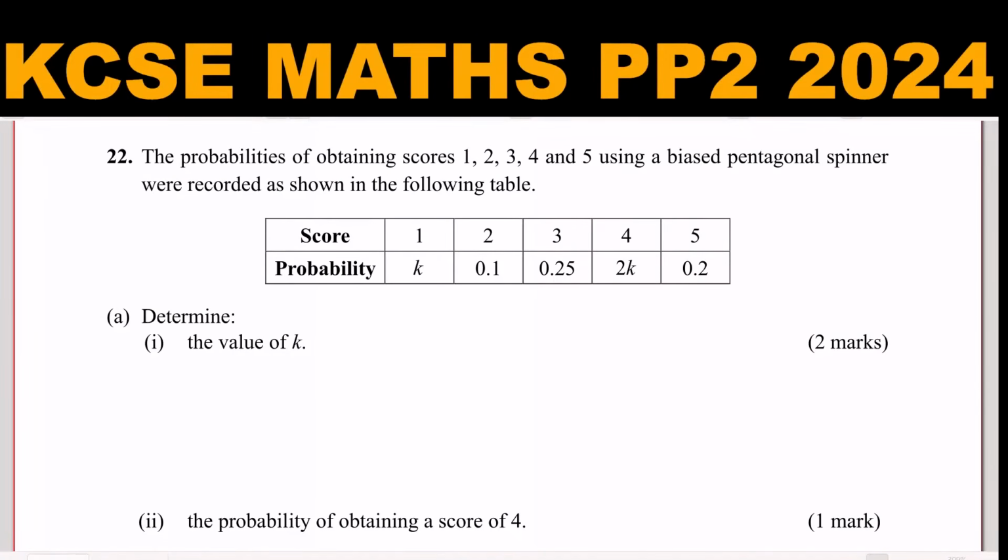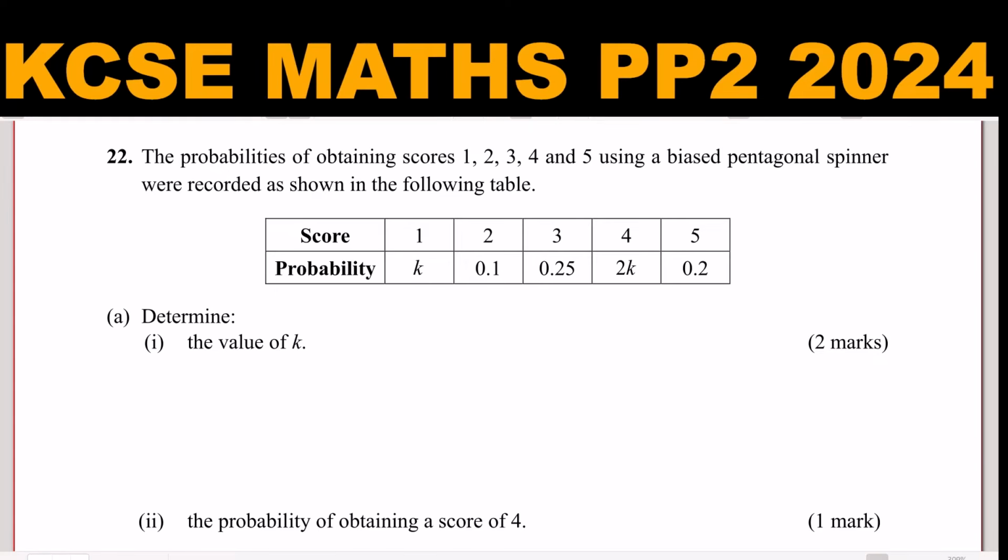The probabilities of obtaining scores 1, 2, 3, 4, and 5 using a biased pentagonal spinner were recorded as shown in the following table. The table shows the scores 1 all the way to 5. The probabilities are indicated there. The first question: determine the value of k.